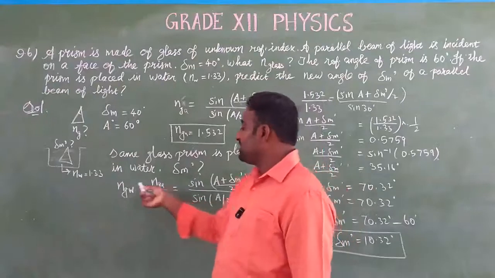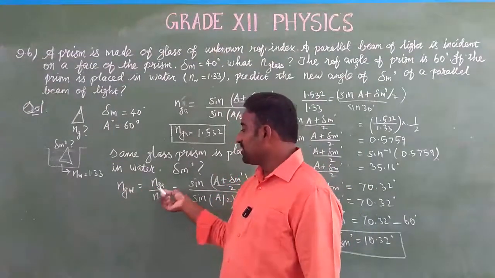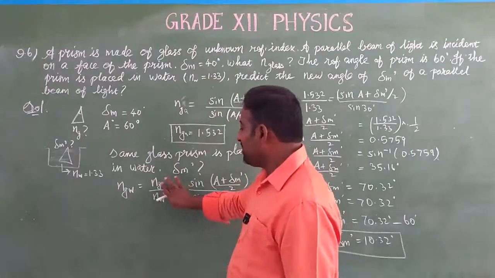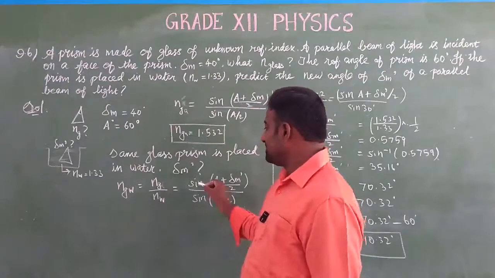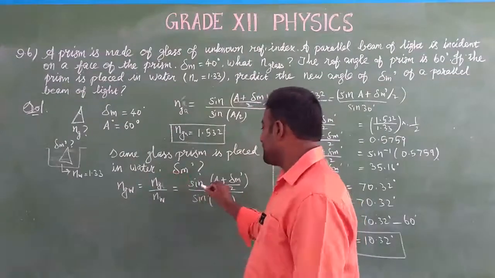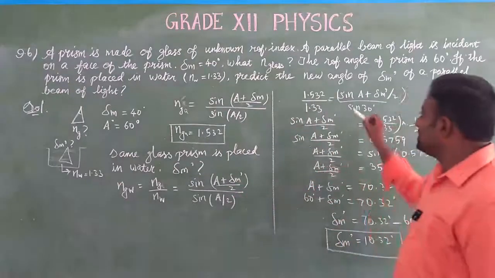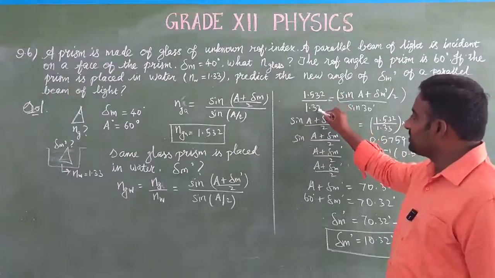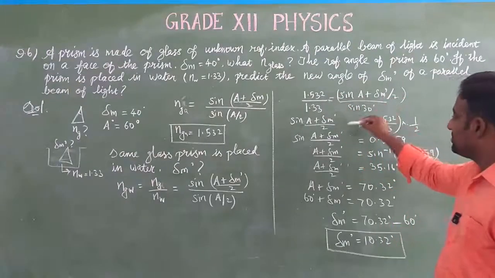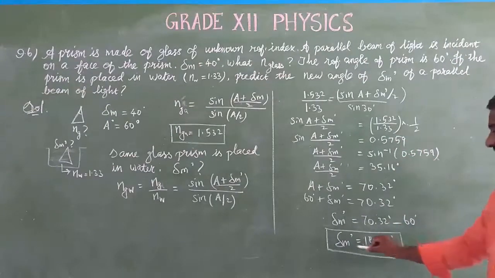When the glass is placed in the water, the refractive index is equal to the ratio between the refractive index of glass and the refractive index of water. That is from the refractive index formula, sine of (A plus delta m dash) by 2 divided by sine A by 2. So substituting the refractive index of glass with respect to air divided by the refractive index of water, then after rearranging, finally you will get the new refractive index of the glass prism.